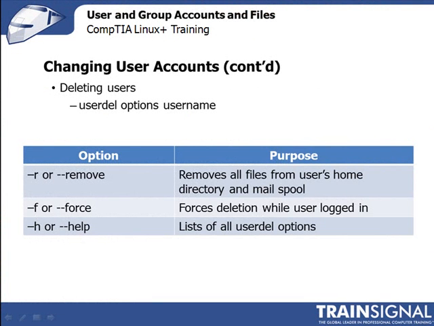So we know how to create a user and how to modify their settings. But what if we wanted to remove a user from the network? To delete a user, you use the command userdel. The syntax is userdel space options space username. And there are only three options. The first is -r or --remove, which removes all files from the user's home directory and mail spool, since deleting without this option will leave all of those files intact.